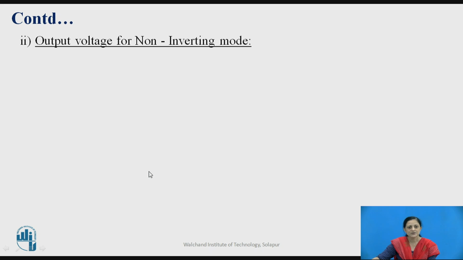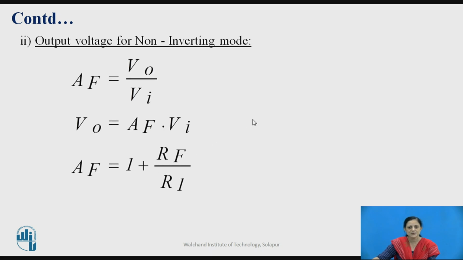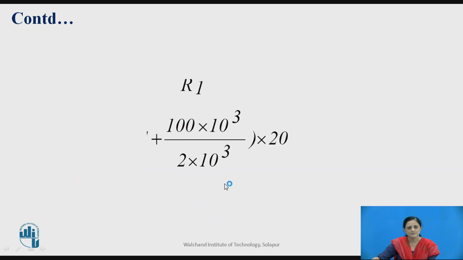Now let us find out the output voltage for the non-inverting mode. Again you follow the same procedure. The feedback gain AF is given by the ratio of V out by V in, so VO equal to AF times VI. But here the non-inverting mode is there, therefore the feedback gain is given by the equation 1 plus RF by R1. So this is the gain for non-inverting mode.